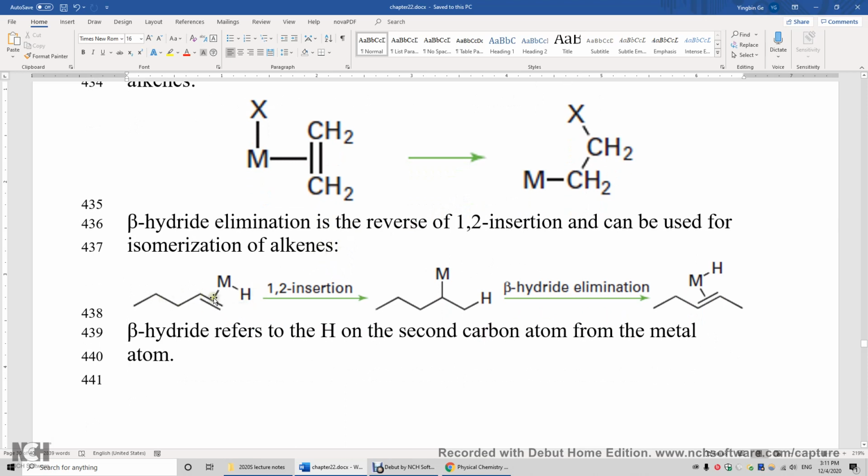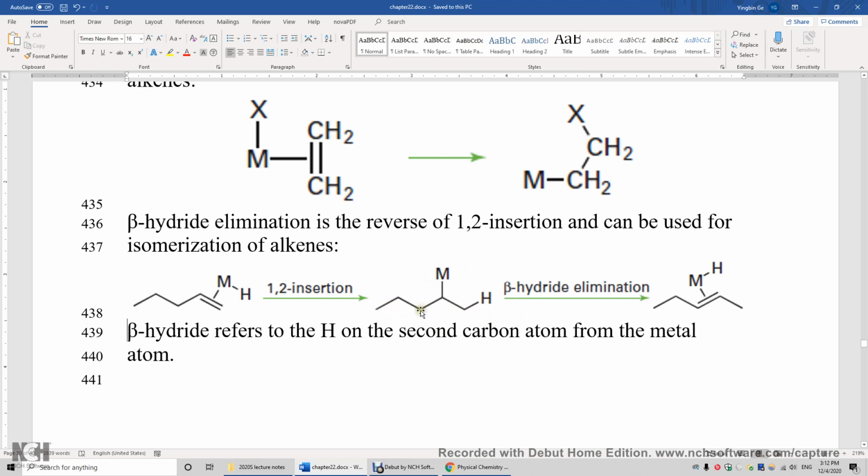Right here you have this double bond in the 1,2 position between carbon 1 and carbon 2. And now we can do a 1,2 insertion reaction and move this metal to this position. This hydrogen is now bonded to the terminal carbon. And now if you look at this structure, it may undergo beta-Hydride elimination.